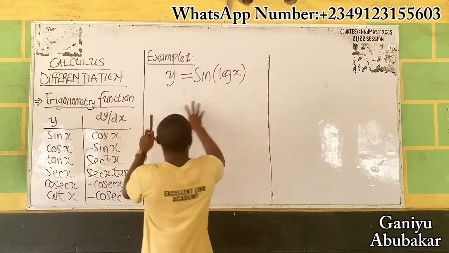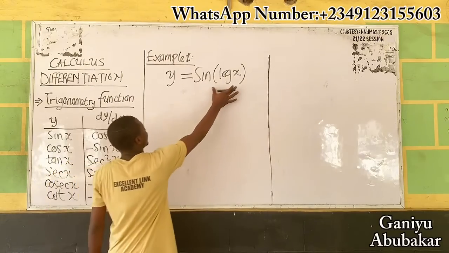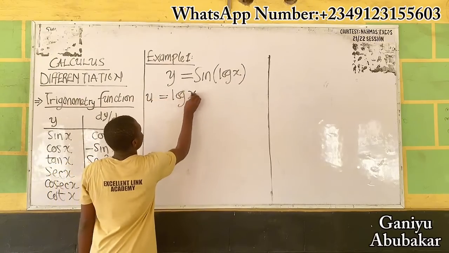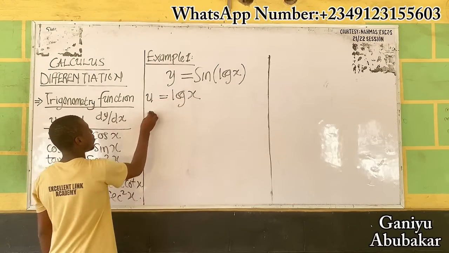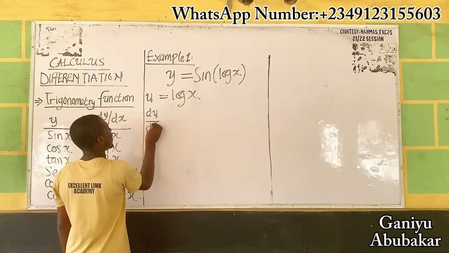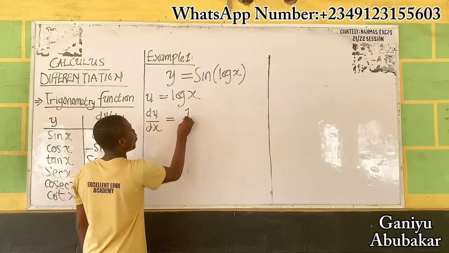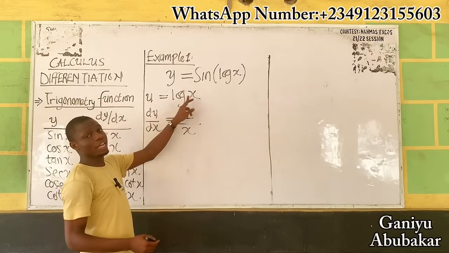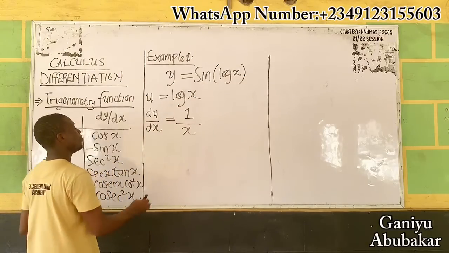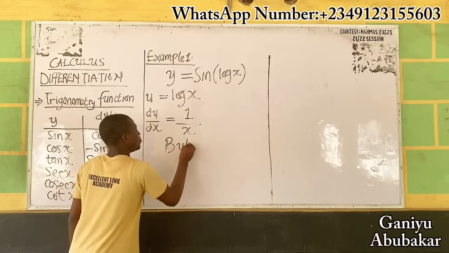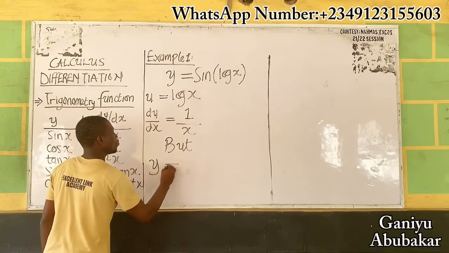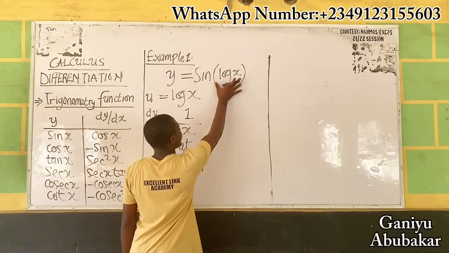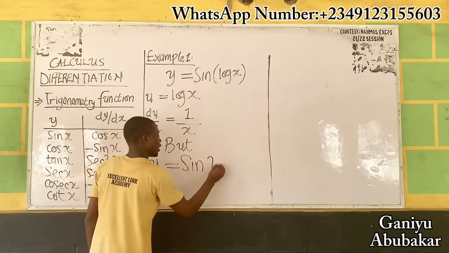So first, your first task is to call the thing in brackets u. So let u be equal to log x. Differentiate this, I'll have that du over dx is equal to 1 over x. Of course, you said last class that if I take log x, I'll have 1 over x. Next, y is equal to sine what? Sine log x. And what's log x? Log x is u, so sine u.